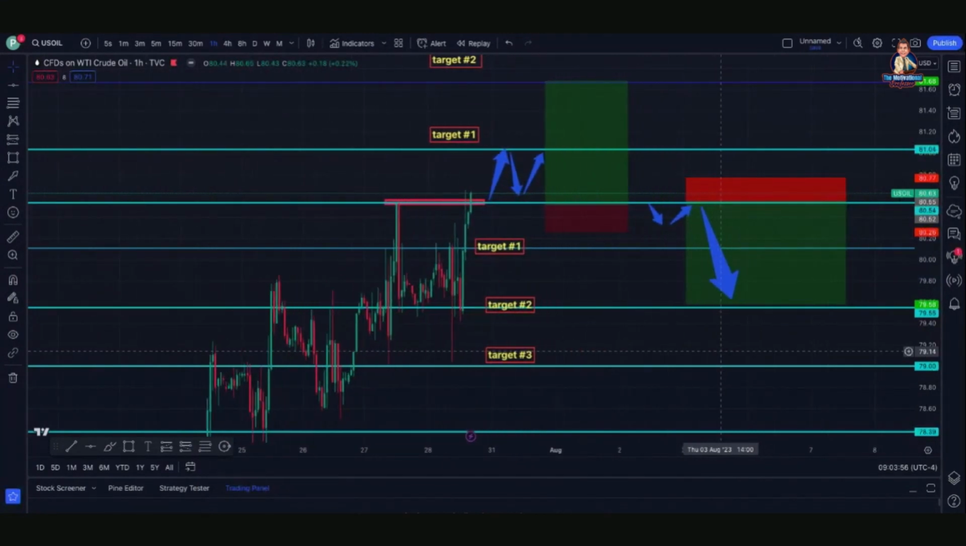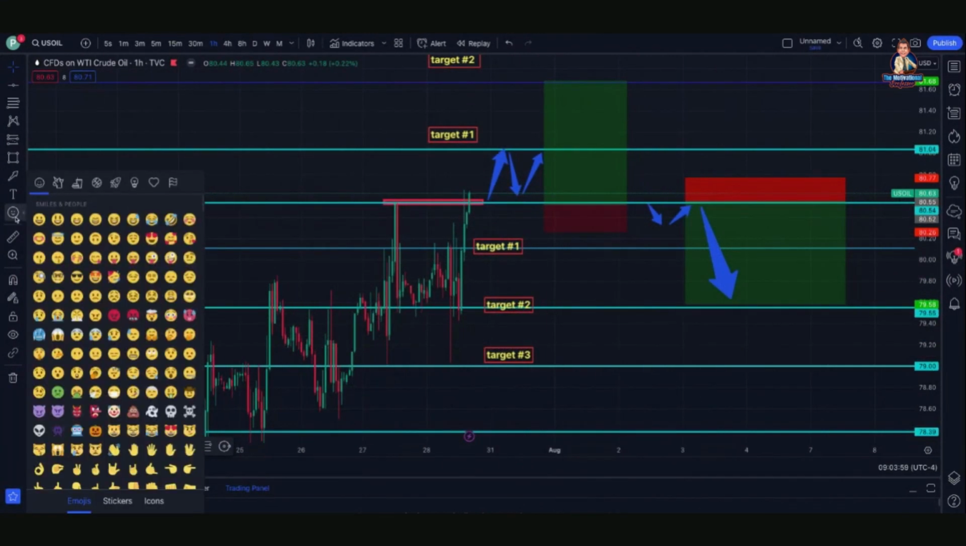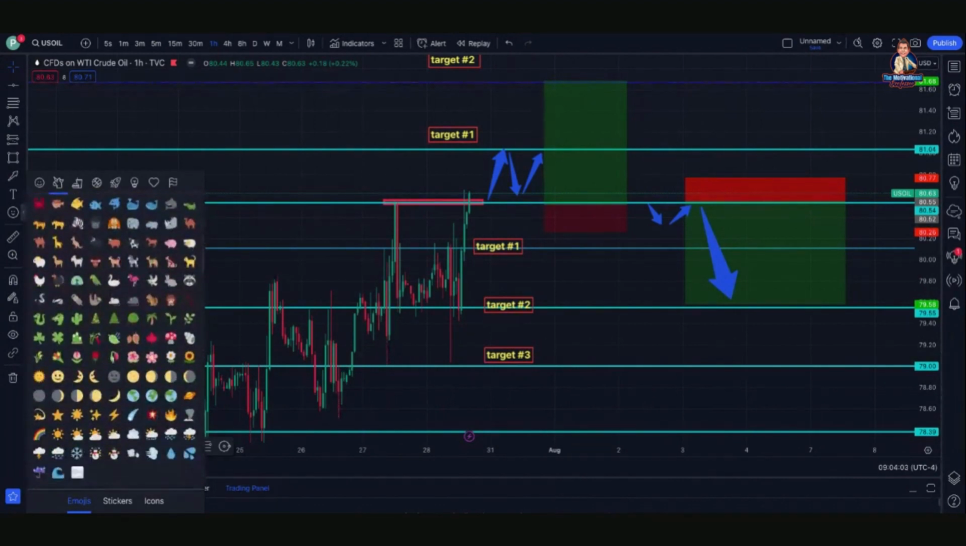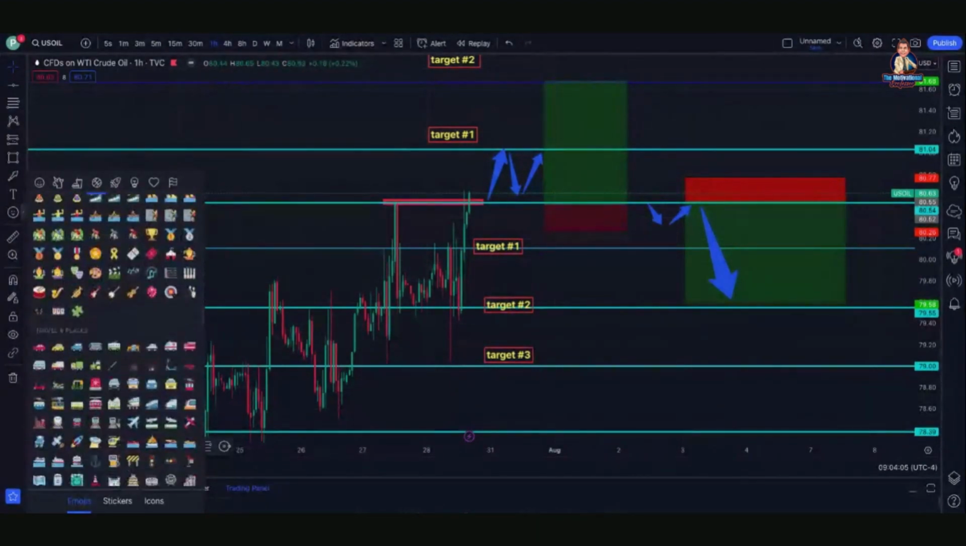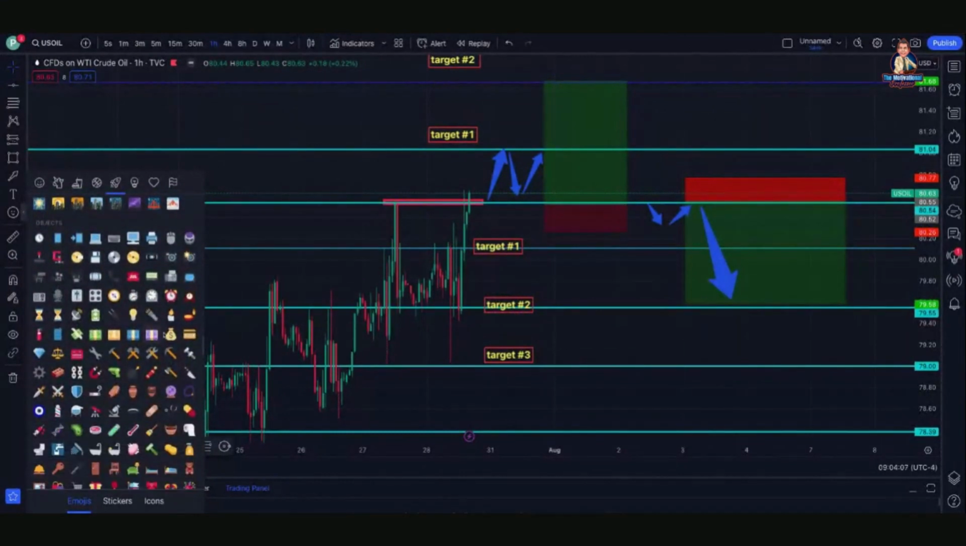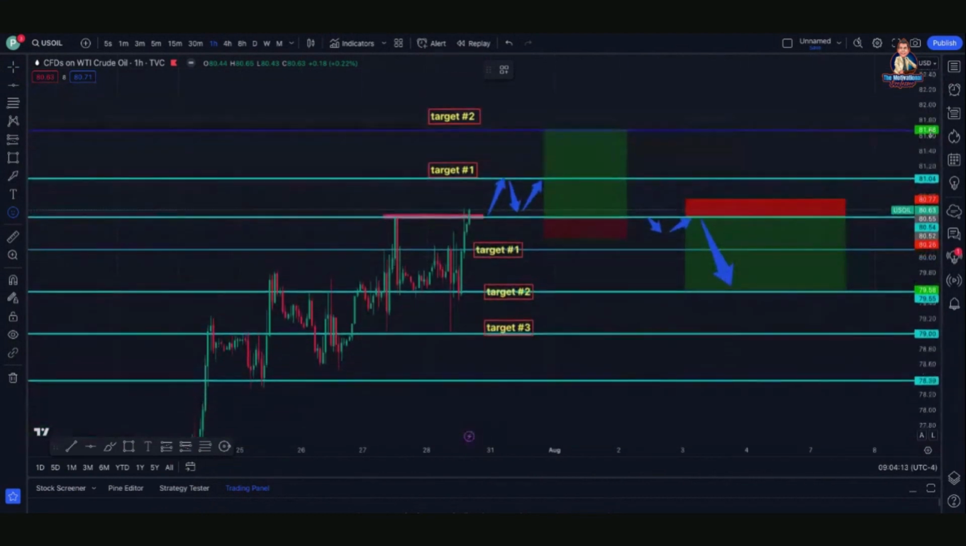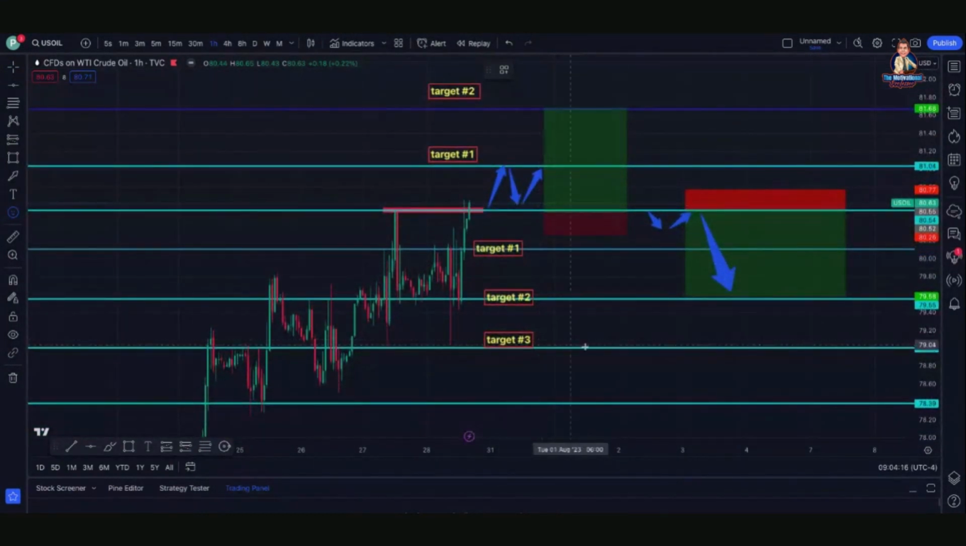So remember that every target area really resembles, and I was trying to find the money symbol somewhere in here, but I know it's here. There we go. Okay. So, it kind of resembles that all the time. Every target area is kind of where we're looking for profits along the way. Okay. So that's kind of what we're looking at in both scenarios.